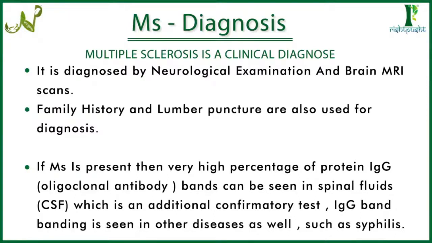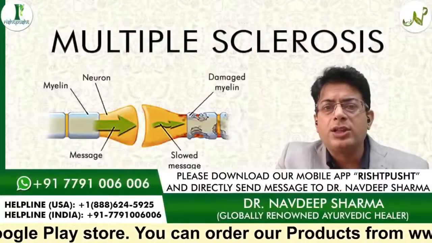And when a person is given a lumbar puncture and a CSF analysis is done, the cerebrospinal fluid analysis is done, it is noticed that IgG, which is the immunoglobulin which otherwise is for fighting the infections which are coming from the outer world, is at a greater level in a patient suffering from multiple sclerosis. So these are the signs and the diagnosis of multiple sclerosis.